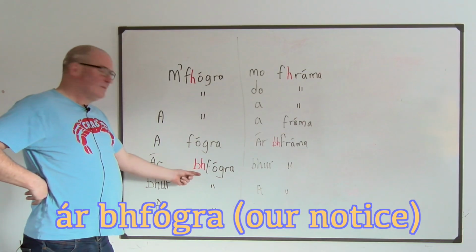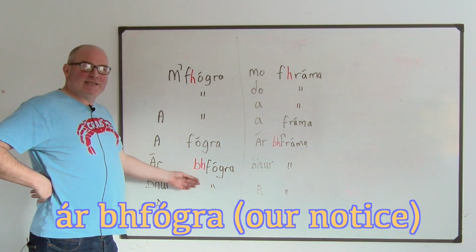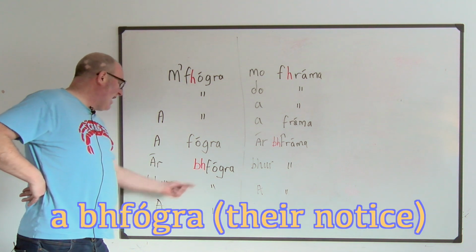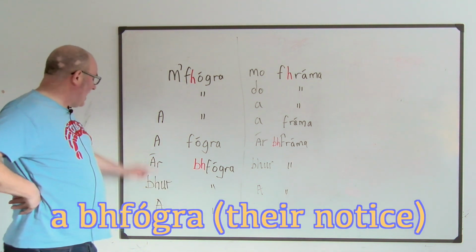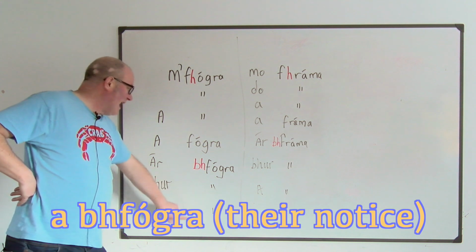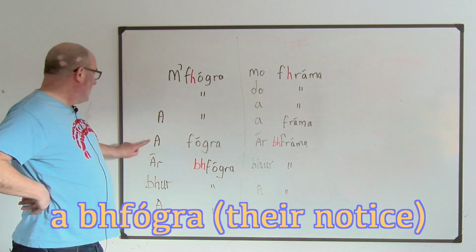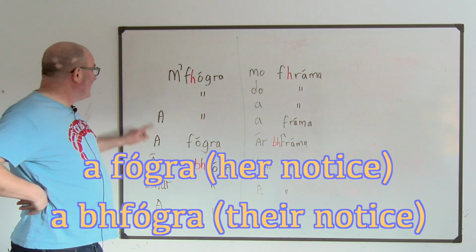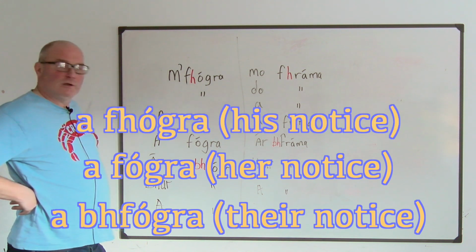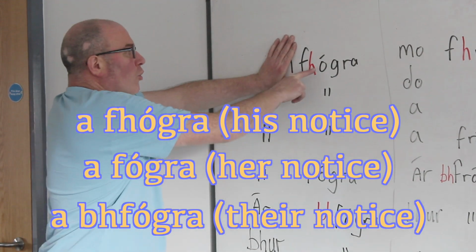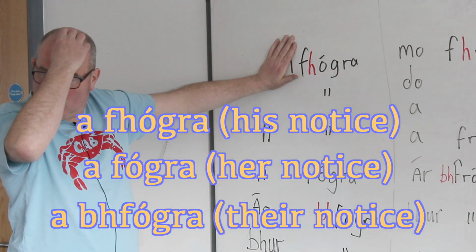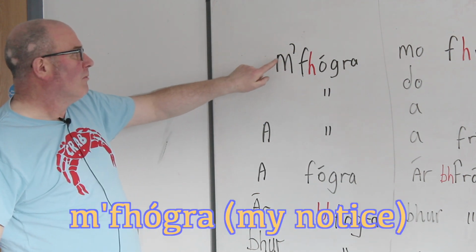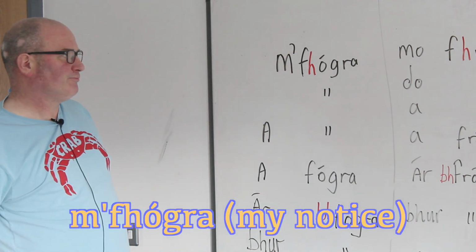Ár bhfógra, like the rest of them, it takes the eclipse when you get into the plural. Bhur bhfógra and a bhfógra. And just remember the three A's. Their notice, a bhfógra, will eclipse. A fógra, her notice, won't do anything. And a fhógra, his notice, will put that in. But just remember it's an M apostrophe for m'fhógra, agus d'fhógra.